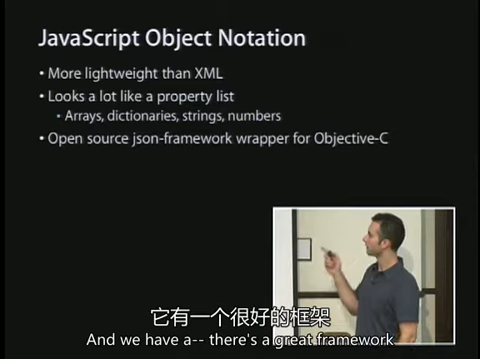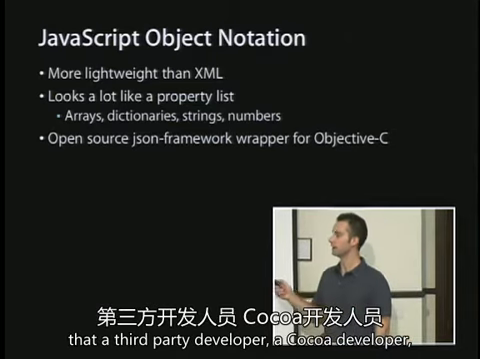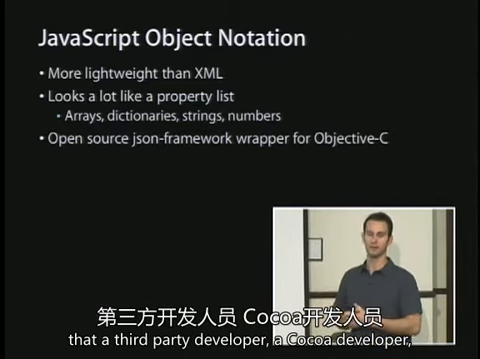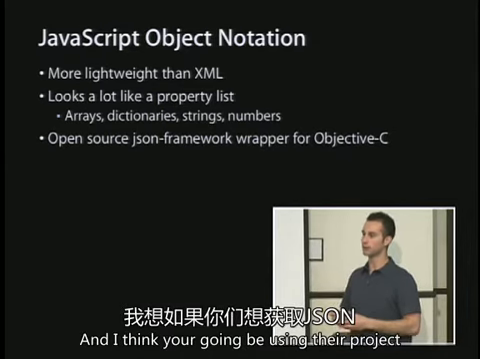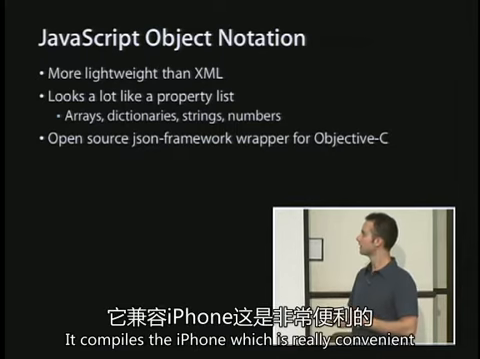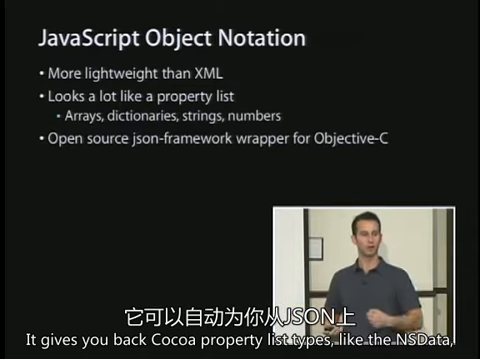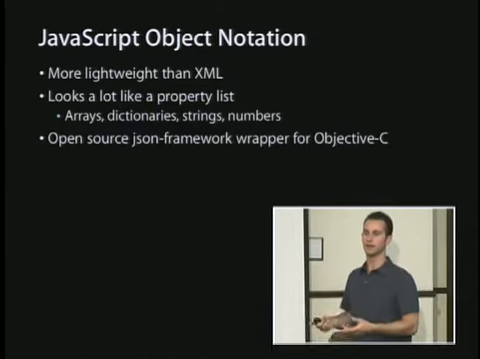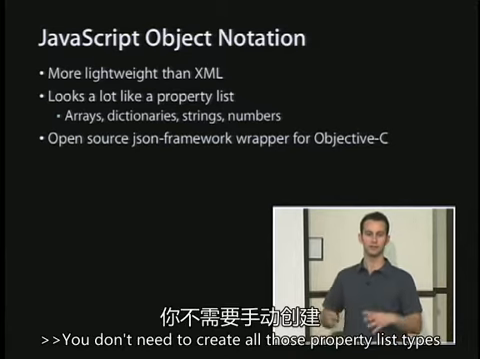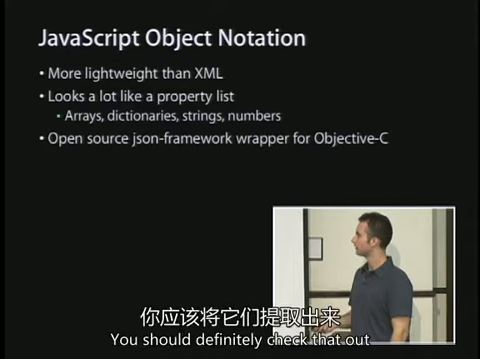And there's a great framework that a third-party Cocoa developer put out on the internet called JSON Framework that we use a lot, and I think you're going to be using it in your project if you want to access JSON. It compiles to the iPhone, which is really convenient, and gives you back Cocoa property list types like NSData, NSString, NSNumber, NSDictionary automatically from the JSON. So that's really convenient. You don't need to create all those property list types by hand. So you should definitely check that out.